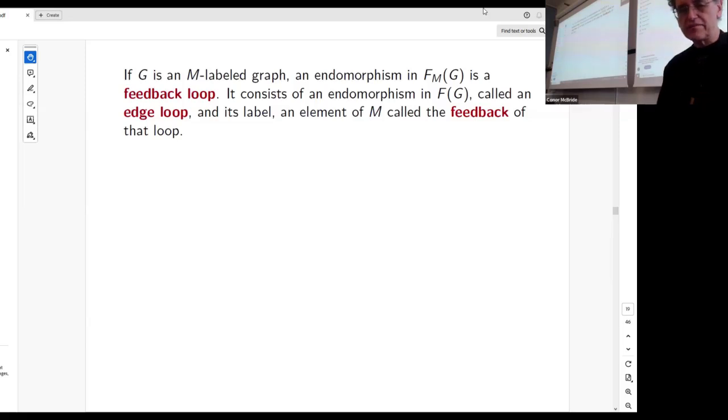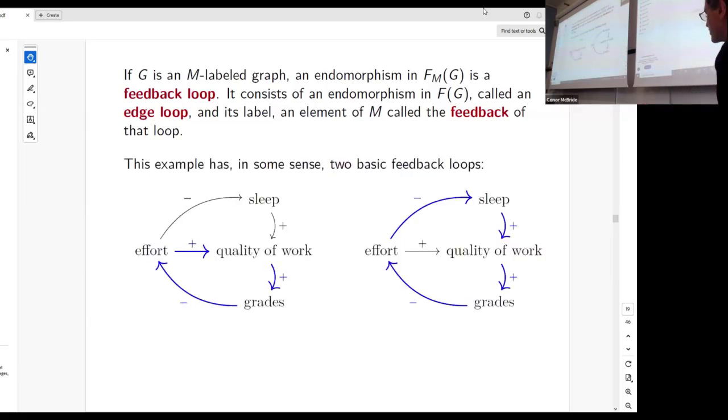sophisticated notions of feedback. So, for example, if we take this same darn example I keep referring to, there are, in some sense, two basic feedback loops. Certainly, there are two feedback loops. So here's one, effort having a negative effect on effort. And here's another one, this longer one. Again, has negative feedback. In what sense are they the basic ones? Well, that requires some thought.